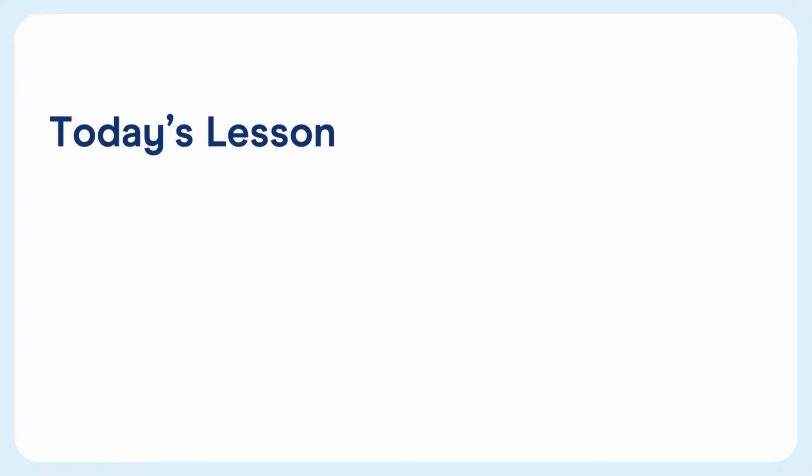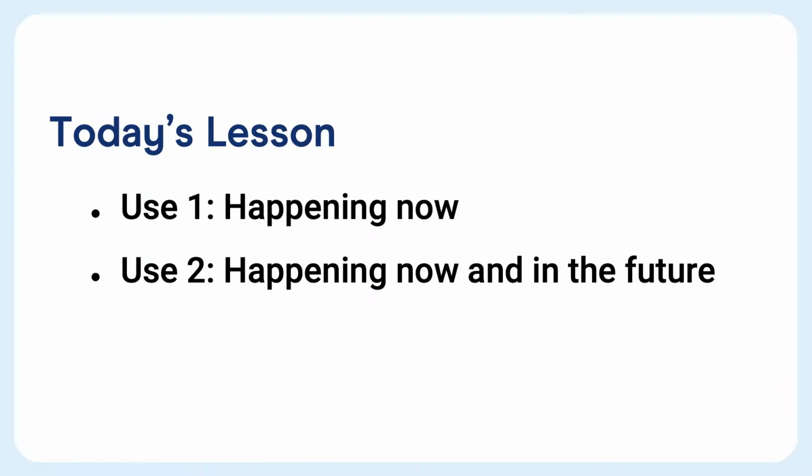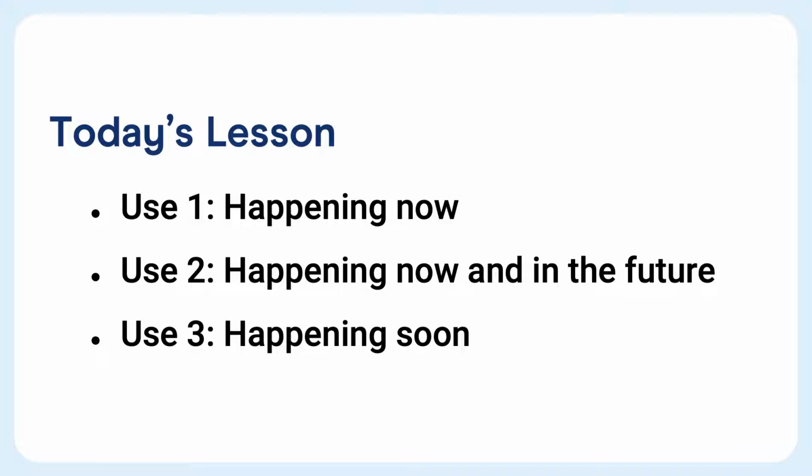Let's take a look. So in today's lesson, we'll look at use 1, which is happening now, use 2, which is happening now and in the future, and use 3, which is happening soon. But before we look at the uses, let's just make sure we have the correct grammar.